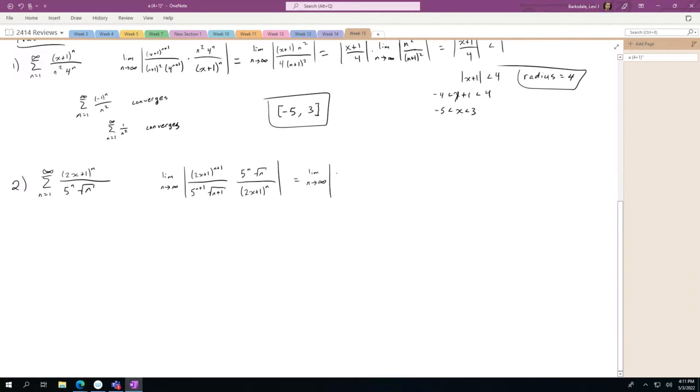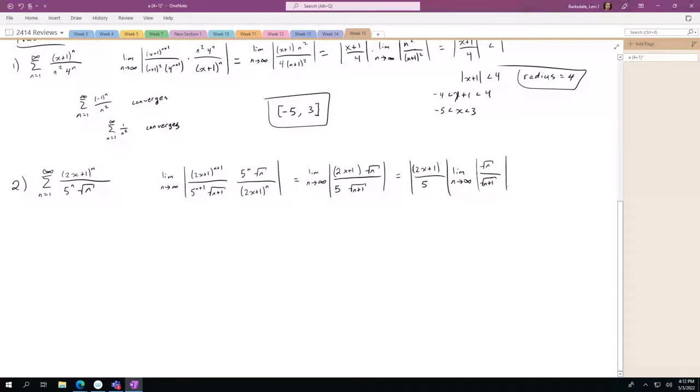This is the limit as n approaches infinity. We're left with 2x plus 1 on top. The 5 to the n and 5 to the n plus 1 are going to cancel mostly, leaving us with a 5. We also have on top a square root n and on bottom a square root of n plus 1. Again, our 2x plus 1 and our 5 are independent of our limit, so we can write this as 2x plus 1 divided by 5 times the limit as n approaches infinity of square root n over square root of n plus 1. Apologies, this should be an absolute value.